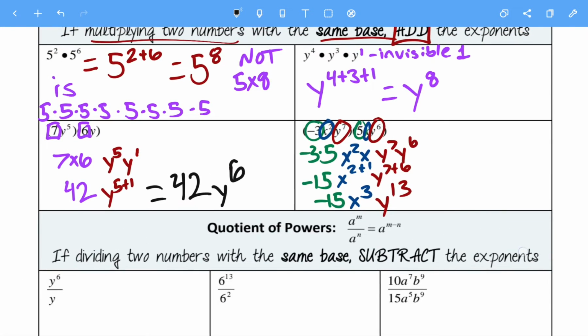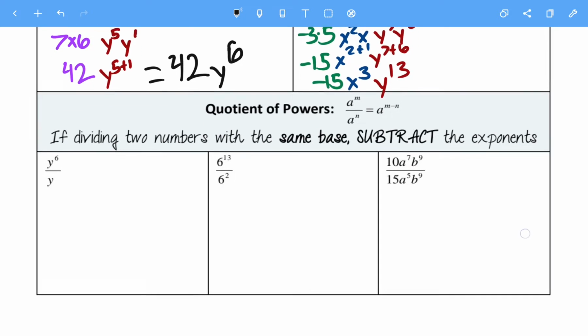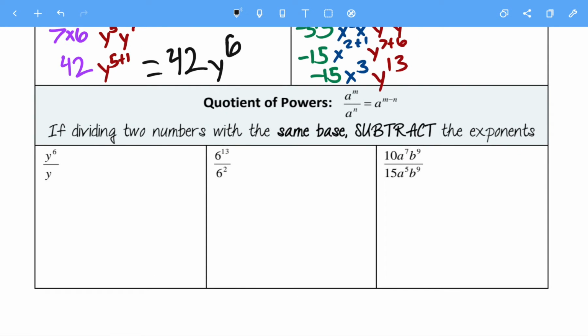Okay. Let's move on to the next one. We got the quotient of powers rule. So this time we are dividing. So in the example here, we have a to the m divided by a to the n equals a to the m minus n. So if we are dividing two numbers with the same base, we are going to subtract.